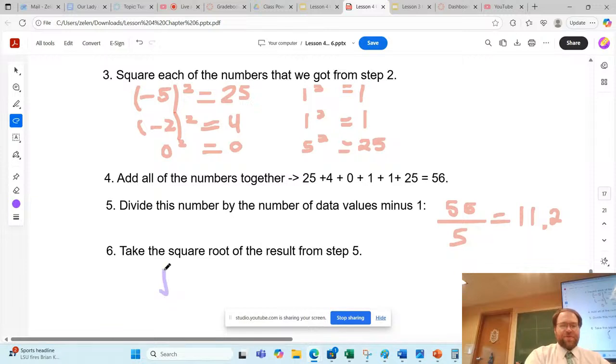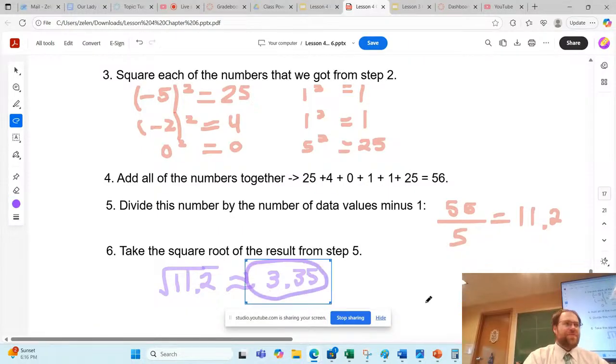So the square root of 11.2 would give you about what in the calculator? 3.35. Right. And that will be the standard deviation for that set of numbers.